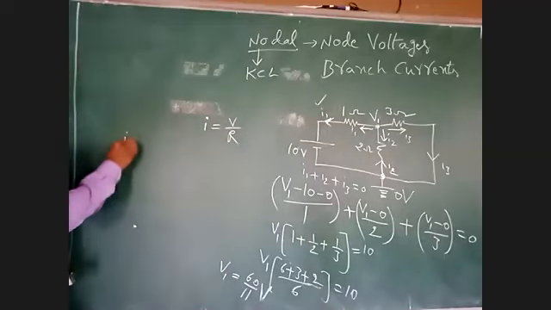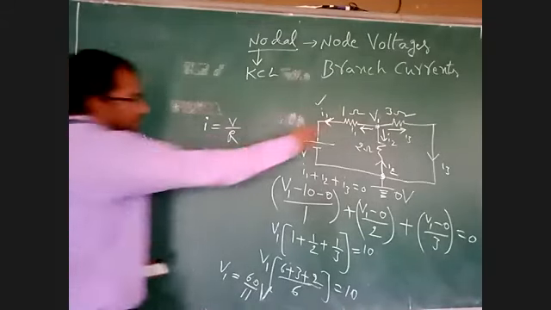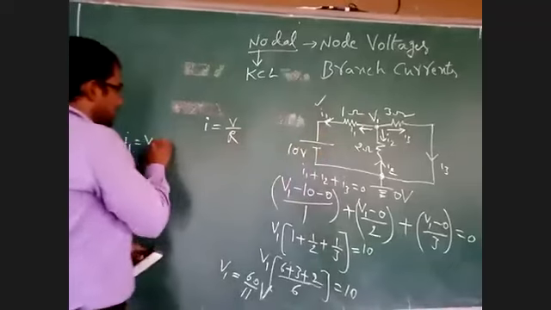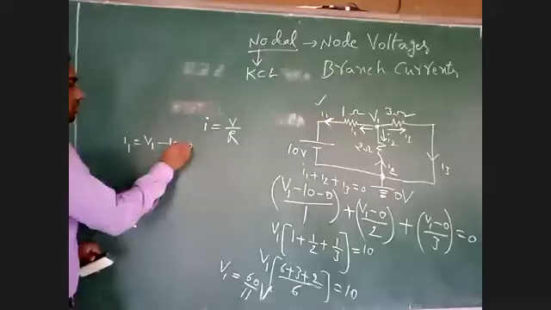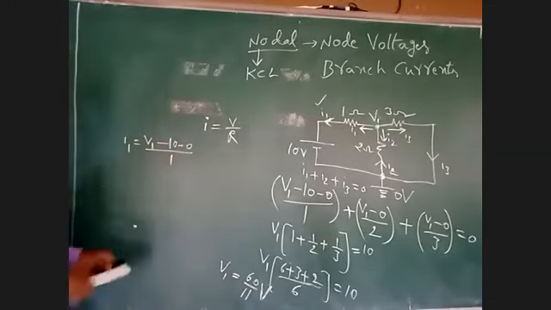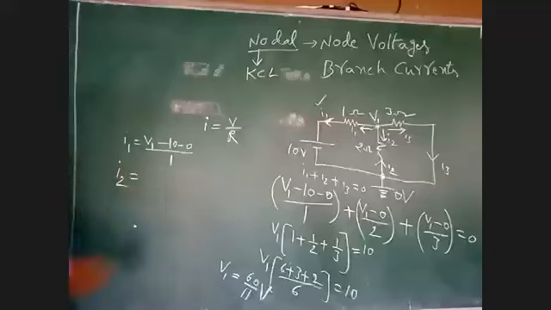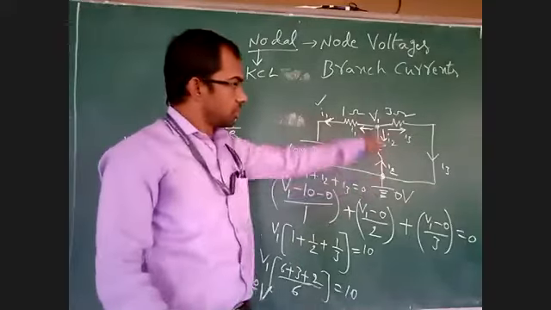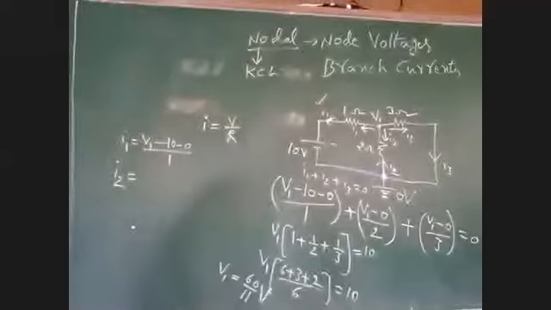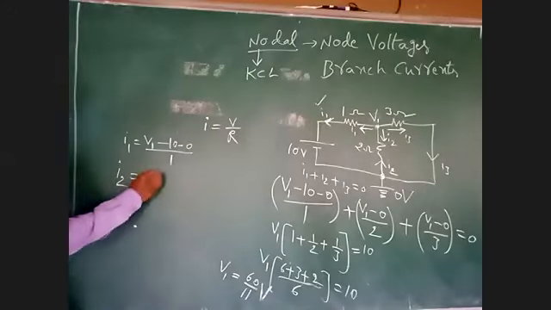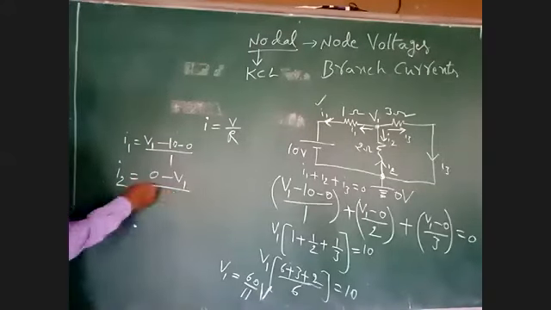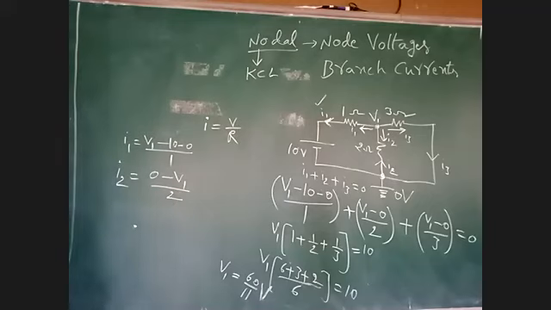Let us take I1 is equal to V1, which is at higher potential: (V1 minus 10 minus 0) divided by 1. This is our I1. Now come to I2. What is I2? I2 is flowing from 0 to V1. How will you write I2? Minus of (V1 minus 0) by 2. Okay, 0 is a higher potential, so minus V1 by 2.